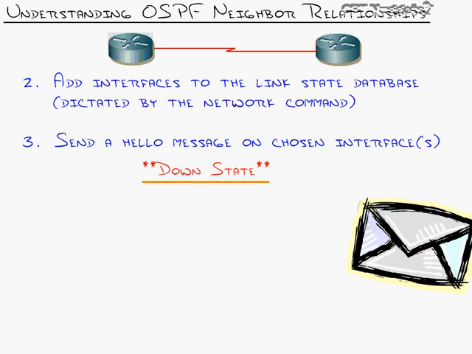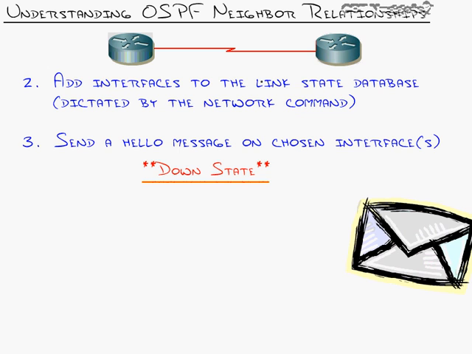Second step, the router then adds interfaces to the link state database dictated by the network command. Just like we saw with EIGRP, we're going to go into the routing process, router OSPF, and then we're going to type in network and what networks we want to run OSPF for. And that will dictate which interfaces will be included in the OSPF process and which interfaces it will decide to send hello messages on to find other OSPF neighbors.